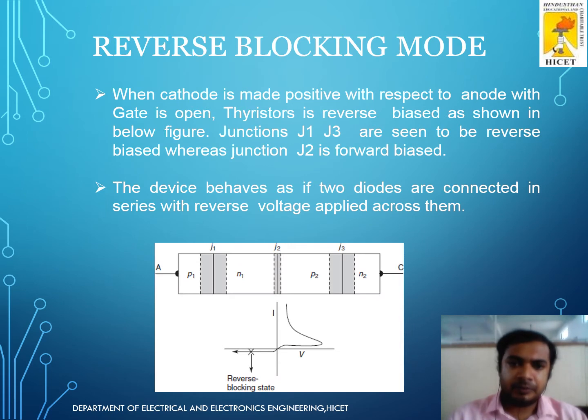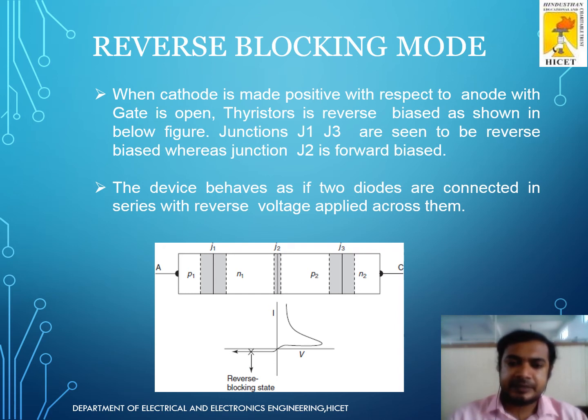Reverse blocking mode. When the cathode is made positive with respect to the anode, with the gate open, the thyristor will be in reverse biased condition. The junctions J1 and J3 are in reverse bias condition, whereas J2 will be in forward bias condition. The device behaves as if two diodes are connected in series with reverse voltage applied across them.